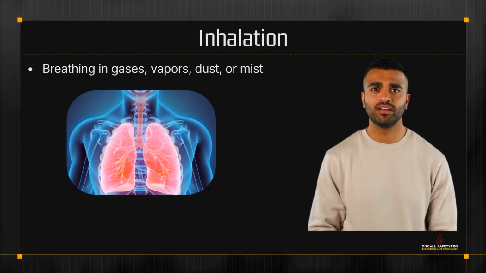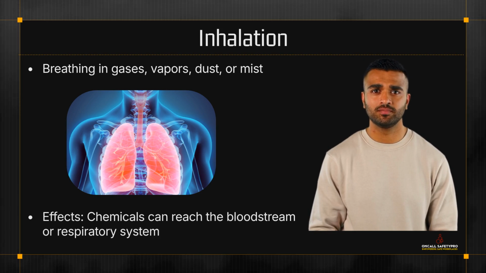Inhalation occurs when we breathe in airborne chemicals, such as dust, fumes, vapors, or gases. These can quickly reach the lungs and enter the bloodstream. It's a common workplace exposure route in environments without proper ventilation or respiratory protection.